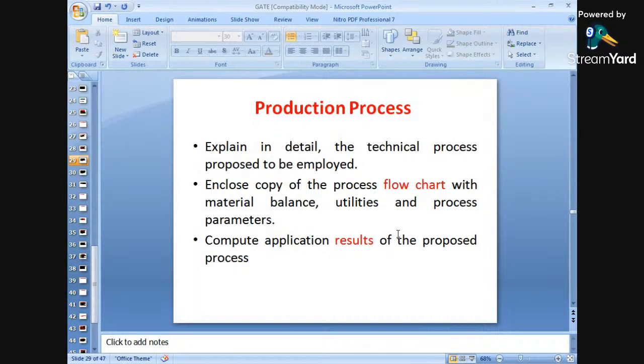To enclose a copy of the process, a flow chart with a material balance, utilities and the process parameters, and compute application results of the proposed process. What are the results for the particular type of process? Whether the particular process has been carried out in a proper way or not. What are the results for that, to be considered in the project production process?